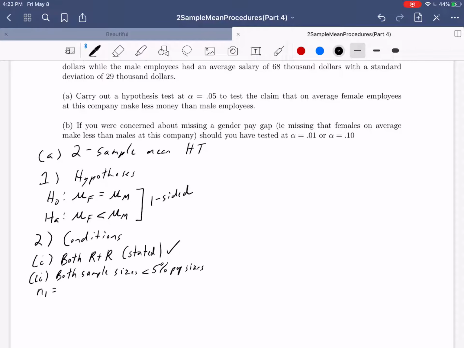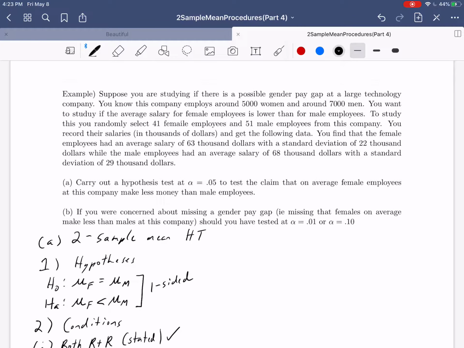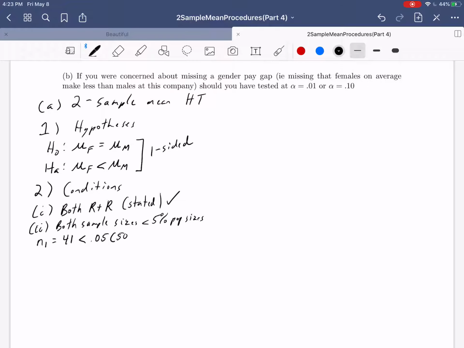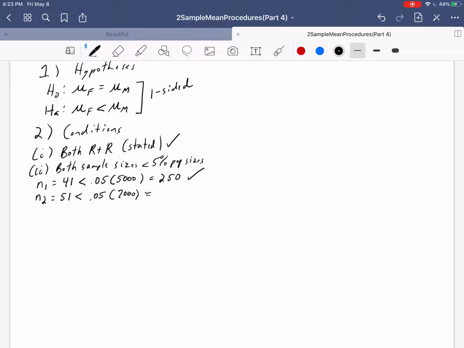N sub 1, which is going to be the sample size for the females, was 41. And we can check if that's less than 0.05 times the population for women, which was 5,000, which if you actually do that is 250. So 41 is definitely less than 250, so we're all good there. And then N2, which is the male sample size, that's 51. And then we have to check, is that less than 0.05 times the male population, which I believe we said was about 7,000. So if we check that, that's going to be 350, and 51 is less than 350, so we're all good there.